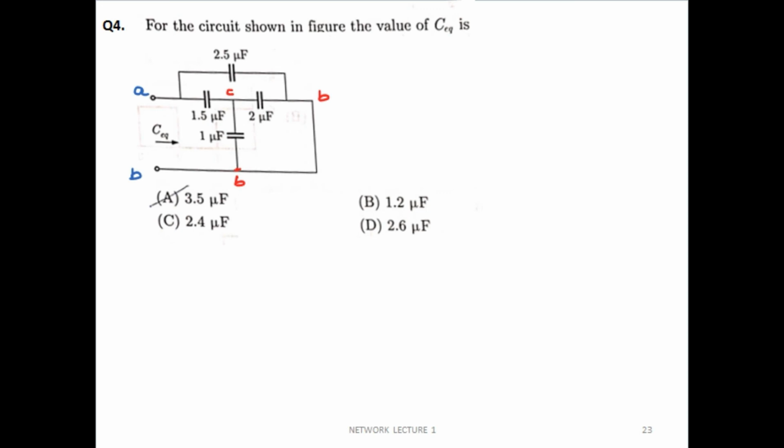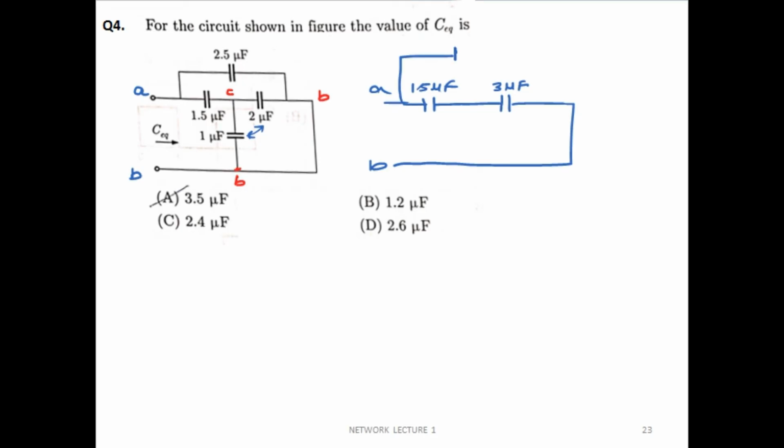It means 2 microfarad and 1 microfarad, these two are connected in parallel, and in parallel we add both the capacitances. So 2 plus 1 will be equal to 3 microfarad, and this is 1.5 microfarad. Okay, so this is terminal A and this is terminal B. Now here we are having another capacitance which is 2.5 microfarad.